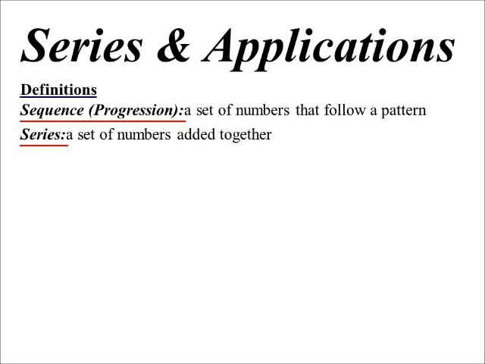So the only difference really is when you see numbers that go like 2, 4, 6, 8, that's a sequence or a progression. Whereas when you see 2 plus 4 plus 6 plus 8, that's technically a series. But often those names get interchanged and it's not that big a deal. But technically, they are the definitions.